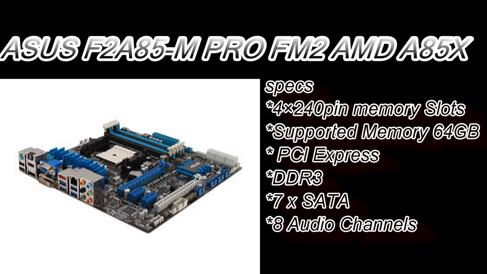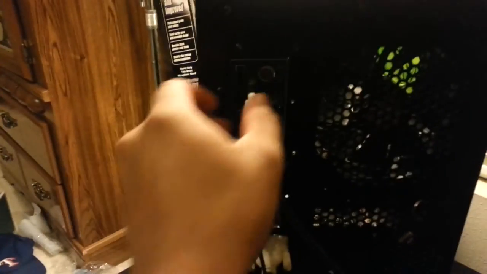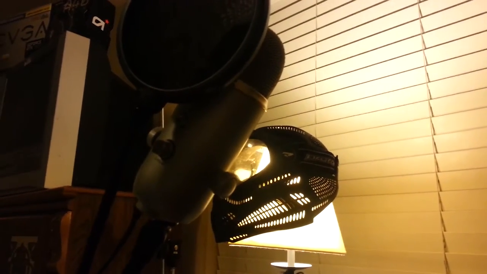The motherboard I'm using is the Asus F2A85 Pro FM2 AMD A85X, where it has multiple ports that I use. That's a Netgear adapter that I use for connecting to the Wi-Fi in my house. Sometimes I use a Cat cord. This is my current microphone that I'm using right now in my room that you saw in the first image. It's a really nice Blue Yeti.